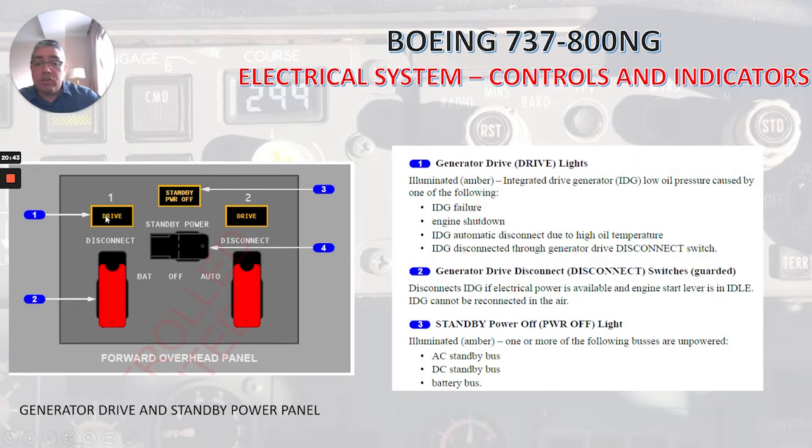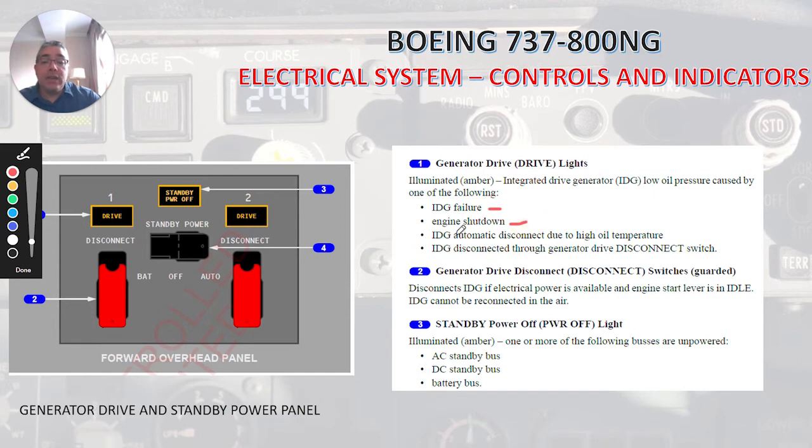If we talk about the generator drive lights, illuminated amber, integrated drive generator, or IDG, low oil pressure caused by one of the following: IDG failure, engine shutdown, IDG automatic disconnect due to high oil temperature, IDG disconnected through generator drive disconnect switch.